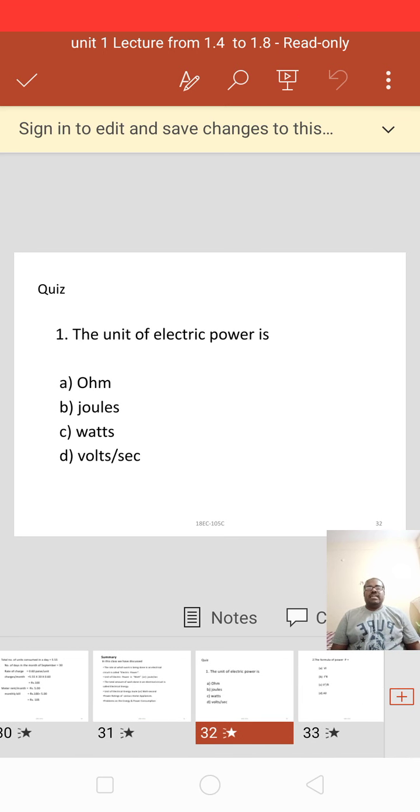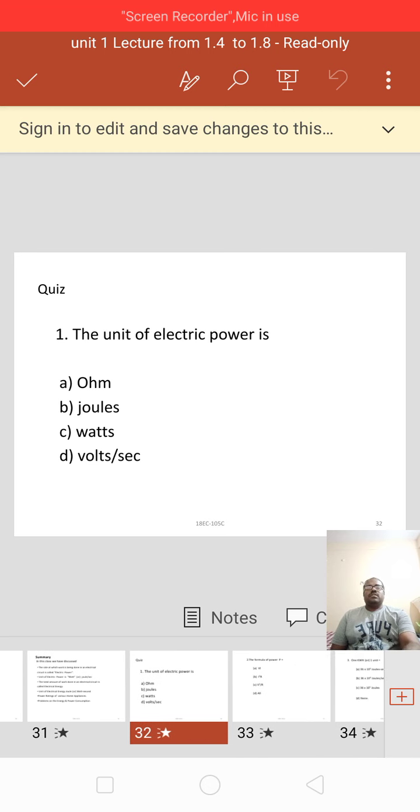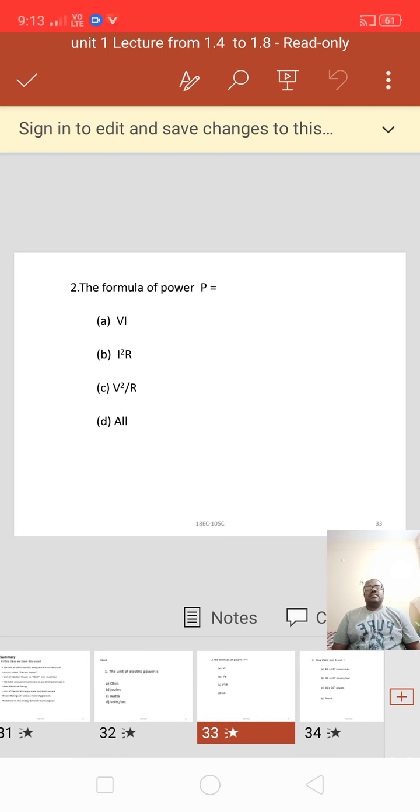Some quiz regarding the topics which we learnt before. The unit of electric power. Options are A ohms, B joules, C watts, D volts per second. Viewers, can you predict the unit of electric power? Correct, it is watts. Therefore, the unit of electric power is watts.